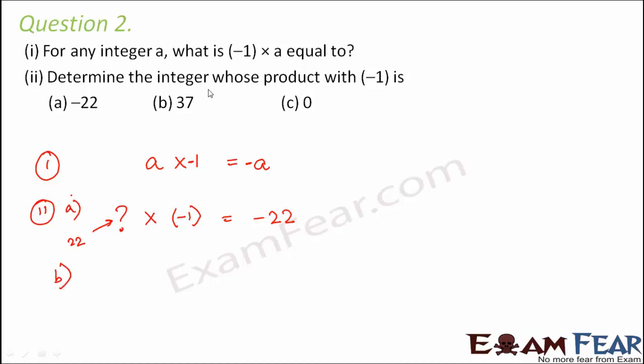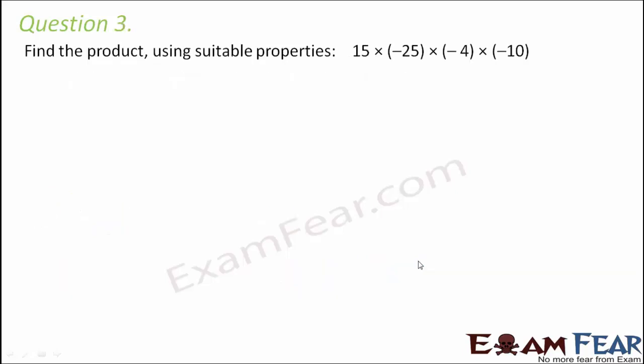Similarly, in order to get the product as 37, the integer should be minus 37. In order to get the product as 0, the integer should be 0, because 0 into minus 1 is equal to 0. Question number 3.